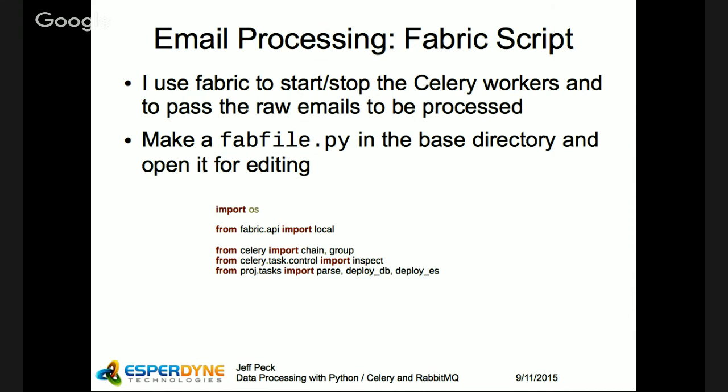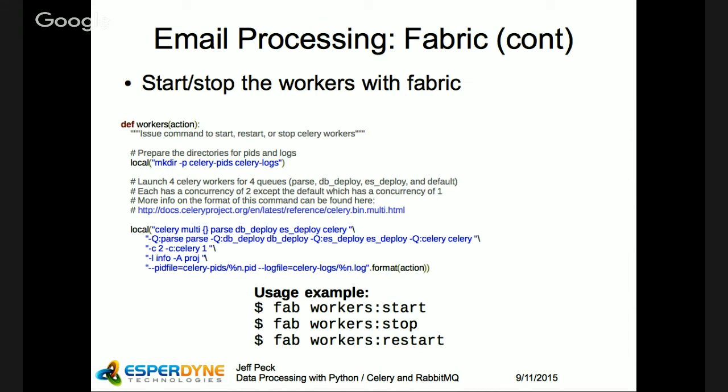So we import our parse, deploy-db and deploy-es tasks from the task file, as well as the chain and group functions. We also import inspect, but I'm not going to go into that, but you can look at that if you download the source code. So then we have our first function, which is to actually start the workers. All this does is it runs locally this command, Celery multi, and then it instantiates the parse, db deploy, es deploy, and Celery workers. These are all different queues, and we associate each worker with its queue.